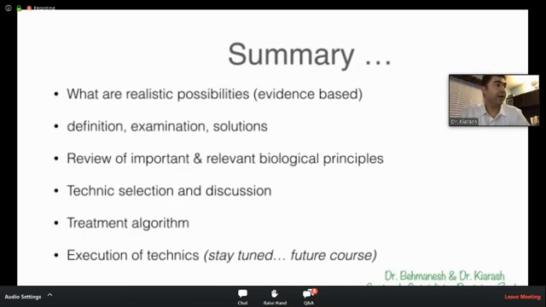So in summary, we looked at the different possibilities of treatment modalities that are out there that are all evidence-based: basic definitions, solutions, and treatments, and biologic principles as they correlate to when and where you can do a procedure, either around teeth or around the implants. And we looked at some treatment algorithms.